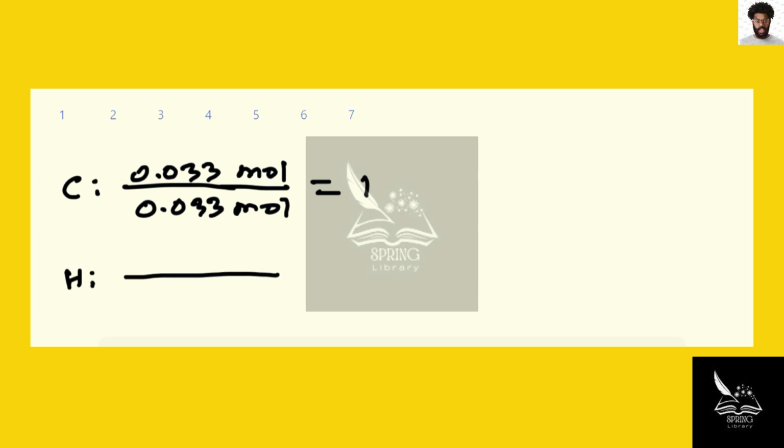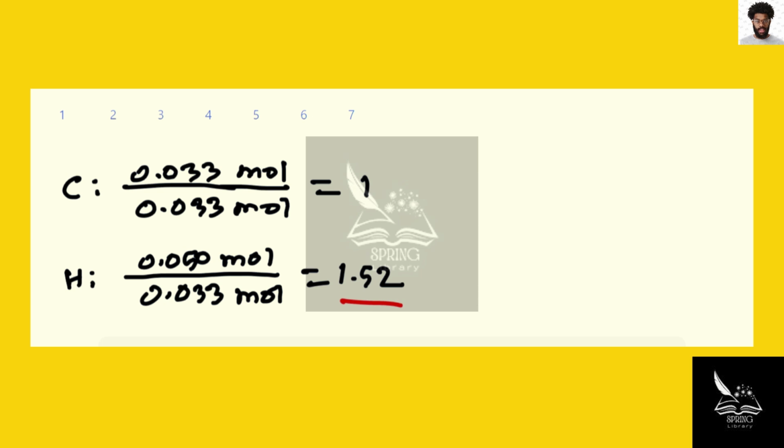And for hydrogen, it will be 0.050 mole over 0.033 mole, which will give us a value of 1.52. So since we need a simplest whole number ratio, and since this is not a whole number, we have to convert this to a whole number.